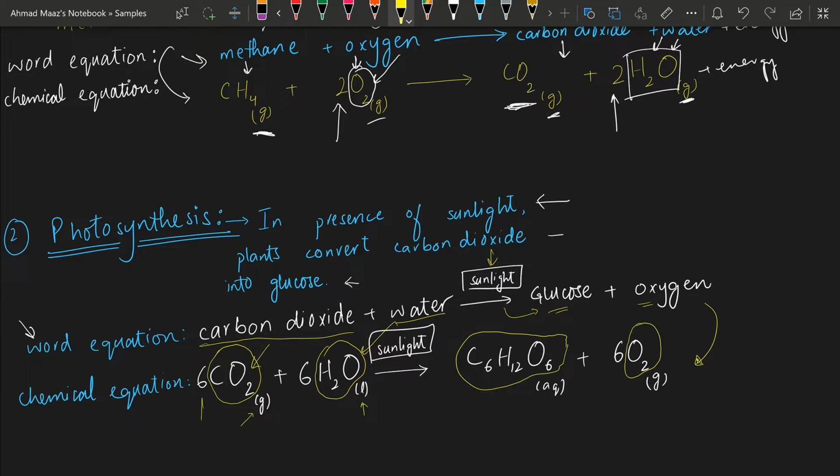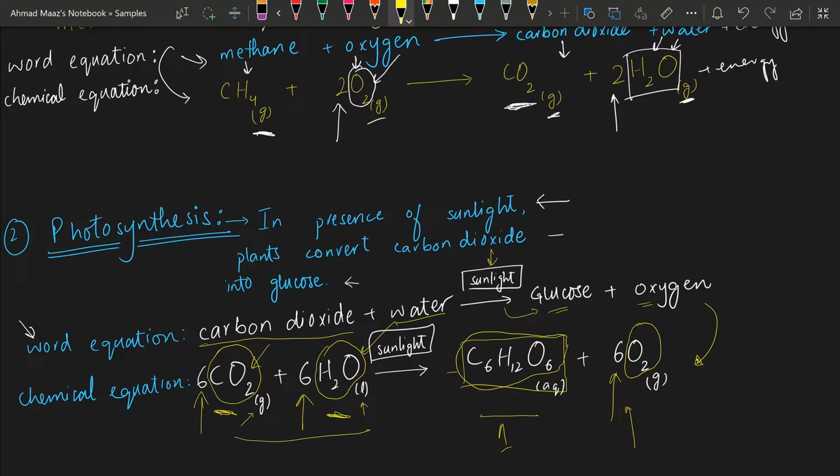Again, you see here that I've added 6 over here, 6 over here, and 6 over here, which means that 6 molecules of carbon dioxide react with 6 molecules of water and they give 1 molecule. Because there is no number written in front of the chemical formula of glucose, it automatically means there is 1. Alright, so 6 molecules of carbon dioxide react with 6 molecules of water to give 1 molecule of glucose and 6 molecules of oxygen. This is what a balanced chemical equation looks like.